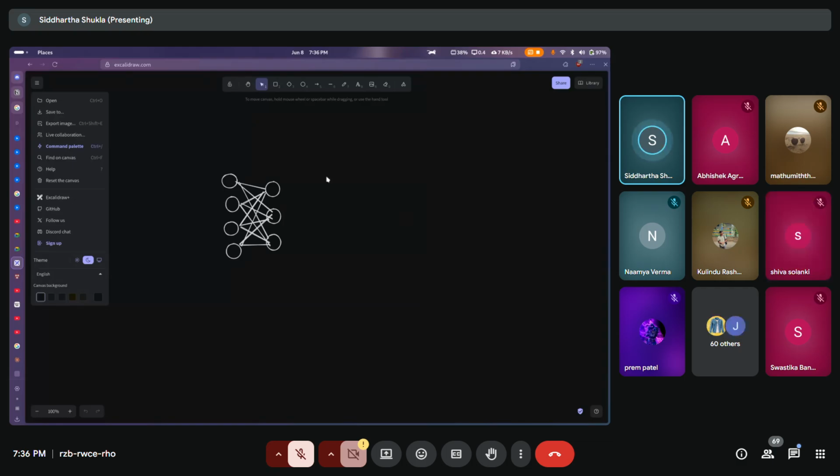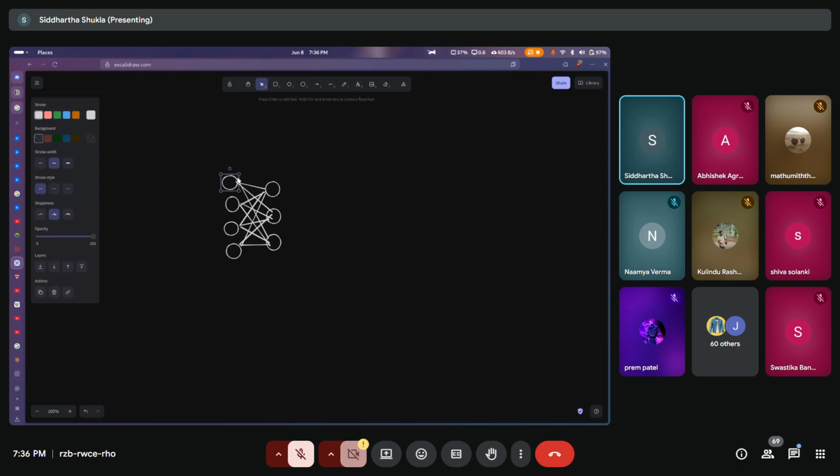So starting off from our vanilla neural networks, these units, the circles, as you can see, are analogous to neurons in a human brain, and this is your traditional neural network. This is a fully connected neural network in which each unit is connected to every unit in the subsequent layer.